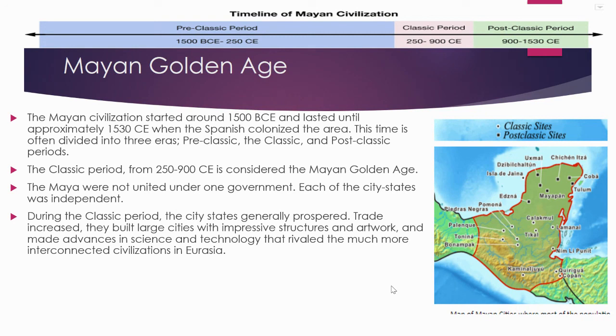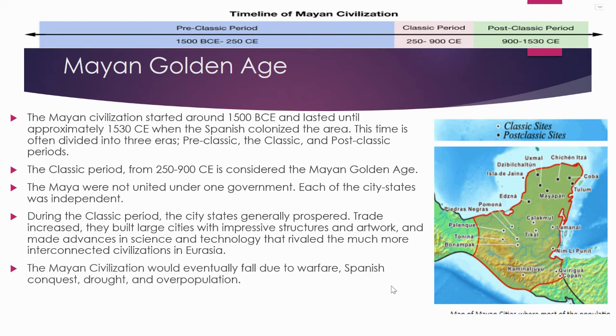When you have a golden age, usually there's an increase in trade. You have building of artwork and impressive large structures and advancements in science and technology. The advancements that we see in Mayan civilization really were on par with or rivaled what we see in more interconnected, more interactive societies in Afro-Eurasia. So while the Mayans were, quote unquote, cut off from Afro-Eurasia, the achievements and developments are still there. The Mayan civilization would eventually fall due to warfare, Spanish conquest, drought, and overpopulation. We'll get back to that as we go forward, so don't get too caught up on that right now.